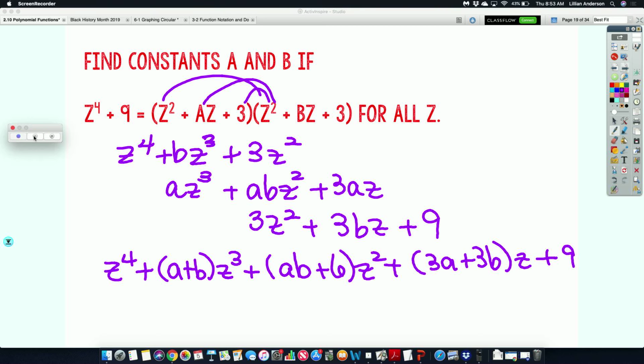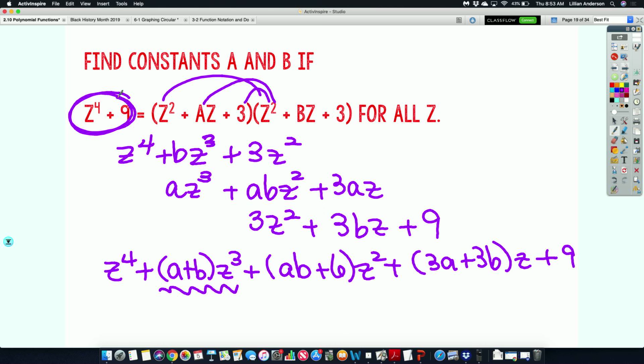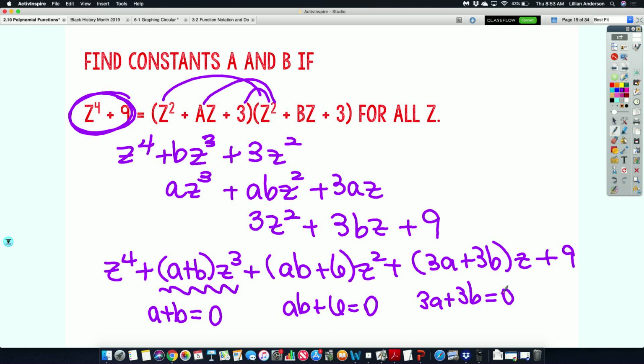So, to find the value of A and B, you know that this particular term right here is nowhere in the original part, that's Z to the 4th plus 9. So that means that A plus B has to be equal to what number? 0. That means that AB plus 6 has to be equal to what? 0. Because there's no square term either. That means that 3A plus 3B has to be equal to 0, because there's no Z term either.